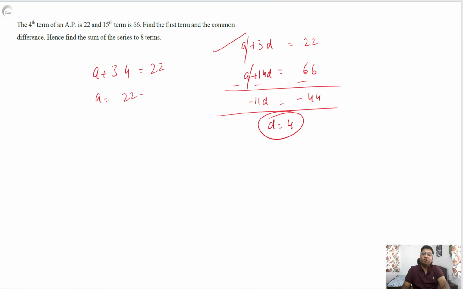So a is equal to 22 minus 12, and a is equal to 10. The value of a is 10. What is the question saying? The sum of the series to 8 terms, meaning the value of n is 8.